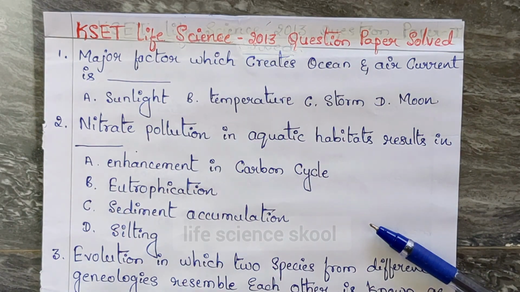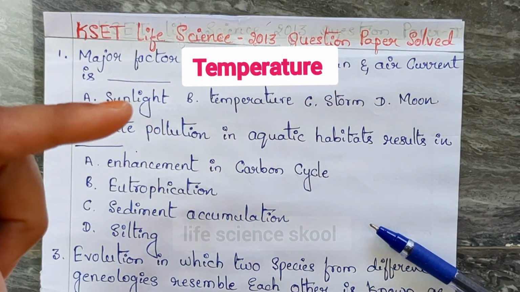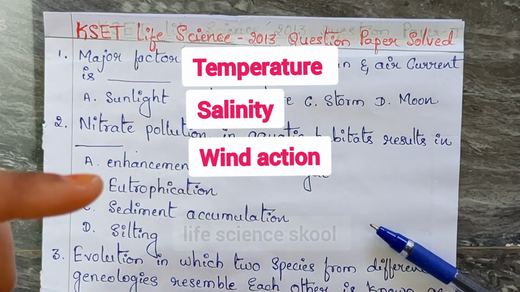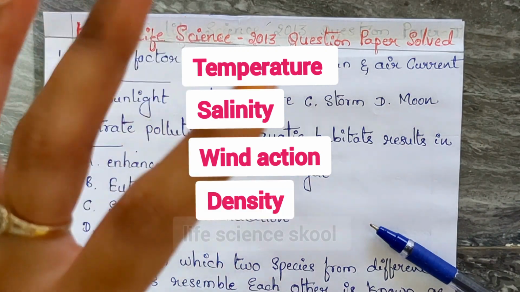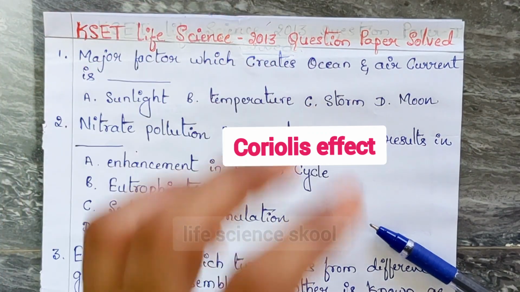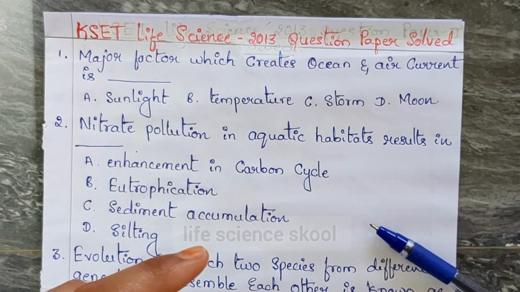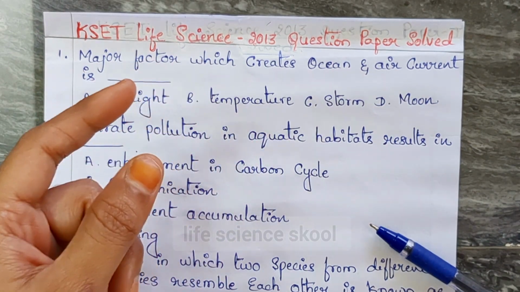To explain this, the major factors that create ocean and air current are temperature, then salinity, third wind action, fourth density, and fifth the Coriolis effect. So these are the five major factors which create an ocean current. First we look at the temperature here.